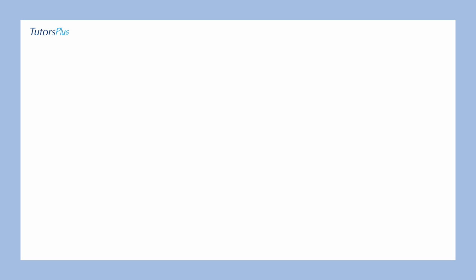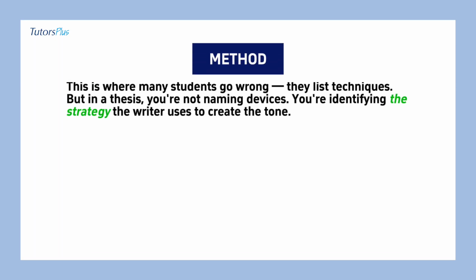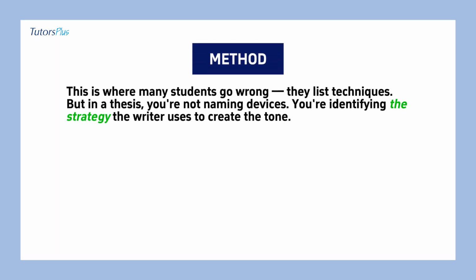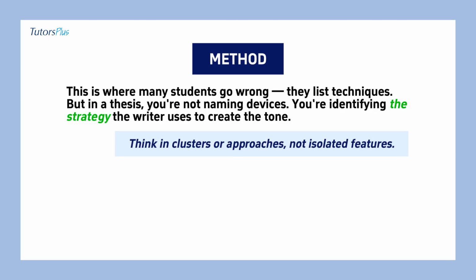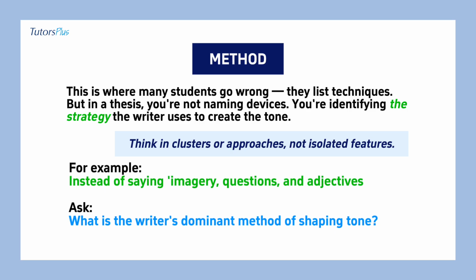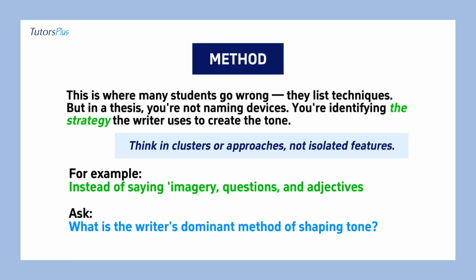And then we have the method, which is where many students go wrong. It turns into a list of techniques. But in a thesis, you're not just naming devices, you're identifying the strategy that the writer uses to create the tone. So you need to think in clusters or approaches, not in isolated features. For example, instead of saying imagery, questions, and adjectives, ask yourself, what is the writer's dominant method of shaping that tone?